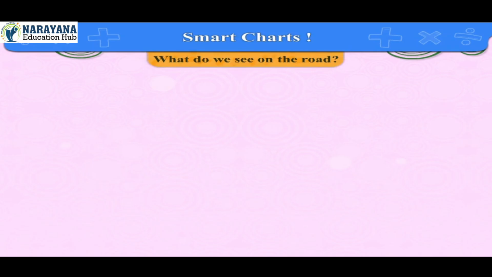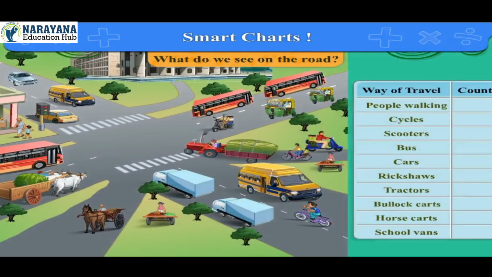What do we see on the road? Look at the traffic scene in the picture and fill in the table. In the first column of the table, we have the way of travel, and in the second column, we have to write the count. Come, let's complete the table. Here, the table is completed like this.